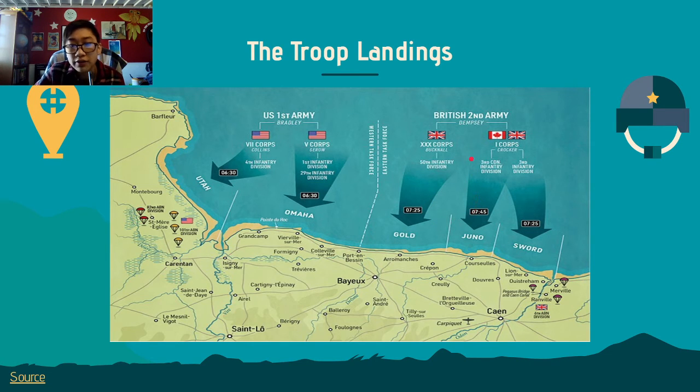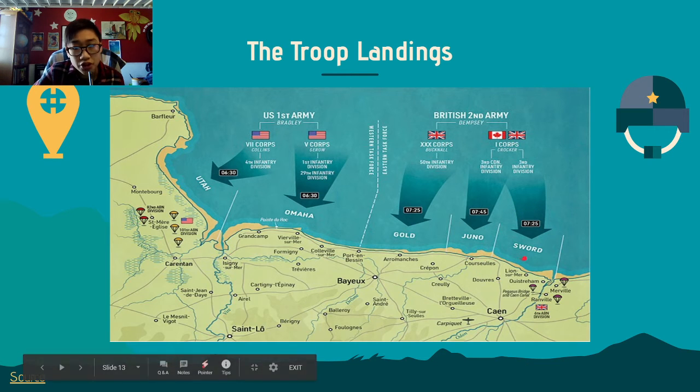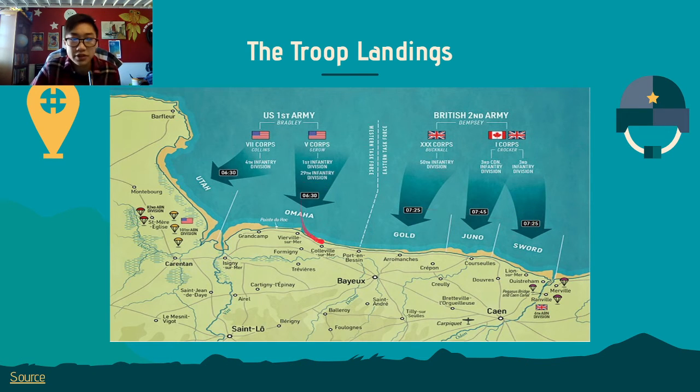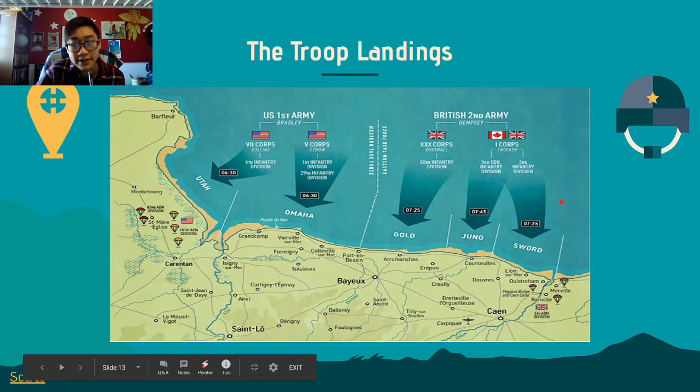to Juno, we have the 3rd Continental Infantry Division from Canada, and the 3rd Infantry Division from Britain going to Sword Beach at 7:25. Now the times are definitely very much spread out due to the fact that there were still bad seas from the previous storms, and a lot of troops did not make it to their destination on time, got blown off course, or just came in later.